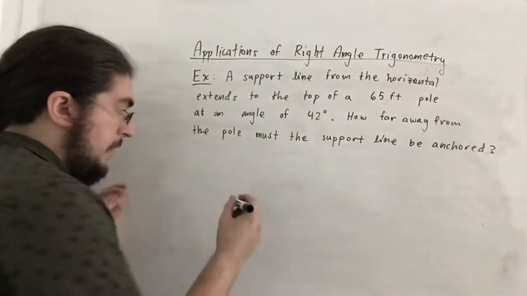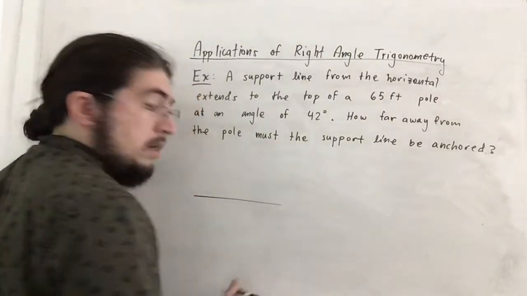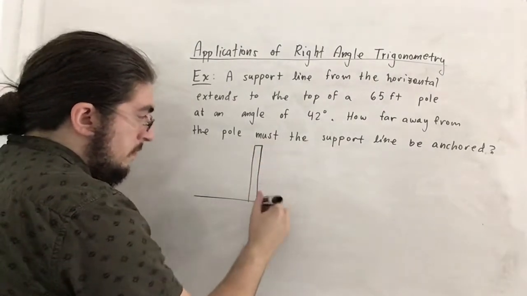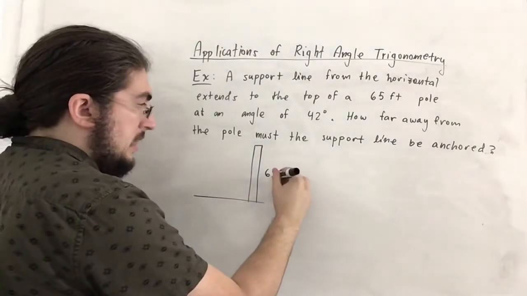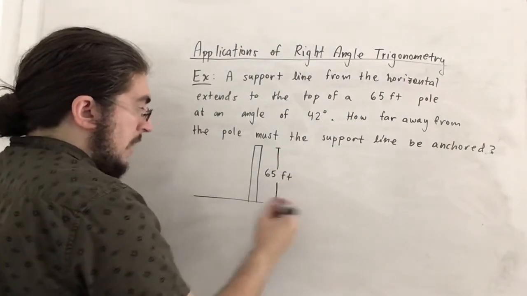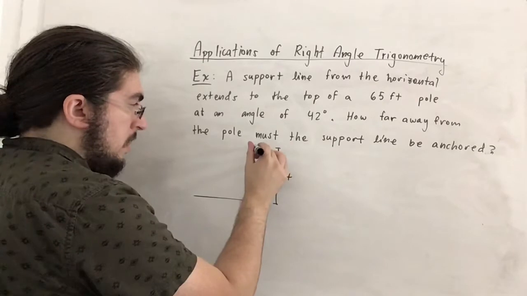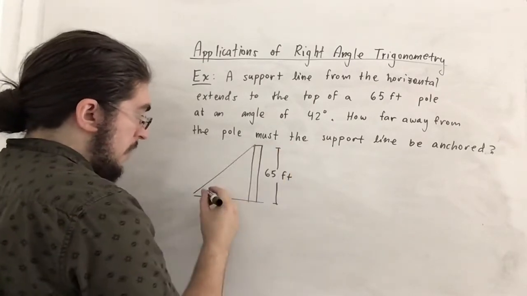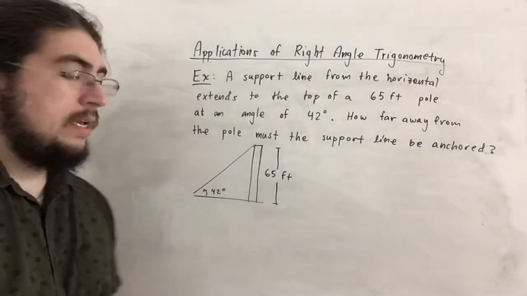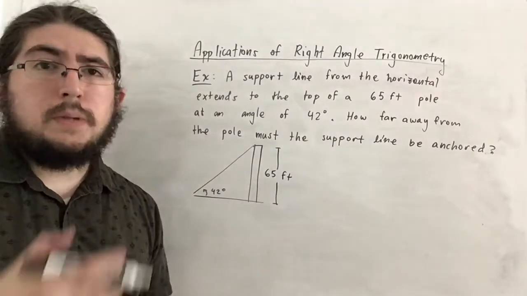Let me draw a picture here. So we have horizontal floor, we have a vertical pole that is 65 feet, standing like this, and then we have some support line that goes to the ground at an angle of 42 degrees. Great. Now, again, it's supposed to be a pretty practical example.